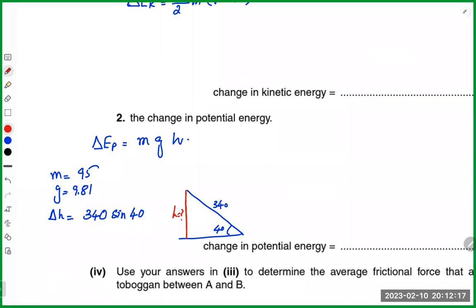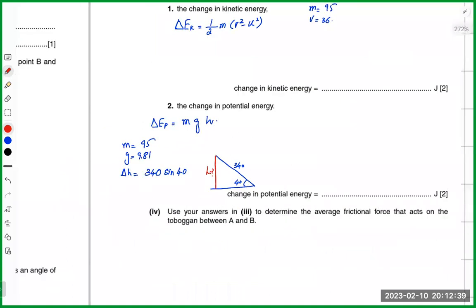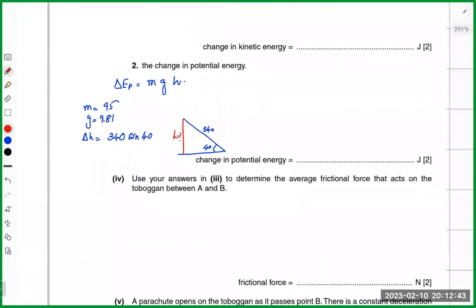This is height. So if we need this height, we can use the trigonometric ratio sine theta. Actually, we need the vertical component of the displacement. So use 340 sine 40. Put the values in. Try to calculate the change in kinetic energy. Use your answer to determine the average frictional force that acts on the toboggan.